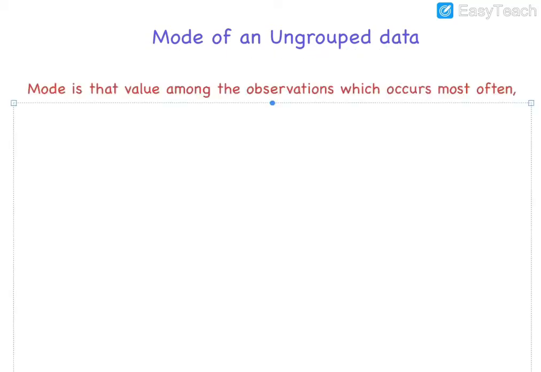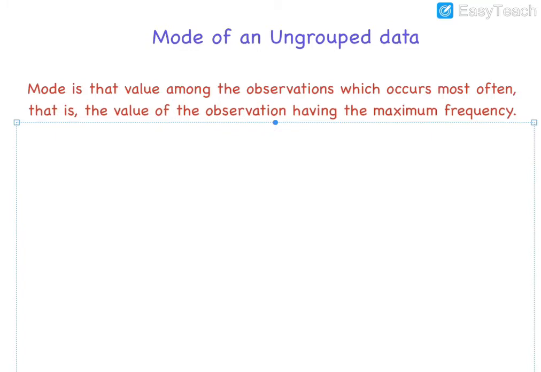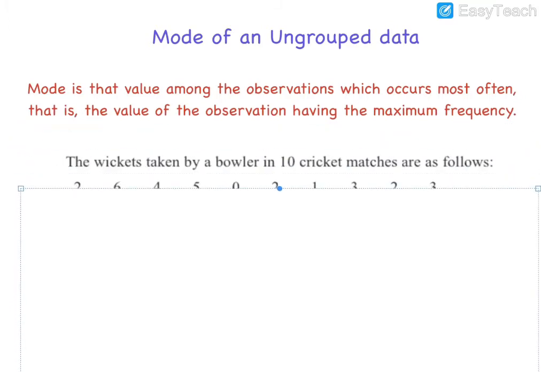Let's start by recalling the definition of mode for ungrouped data that we studied in grade 9. Mode is that value among the observations which occurs most often. This means that mode is that value of observation that has maximum frequency. So to find the mode of ungrouped data, we just have to find the observation that has the highest frequency. Let's consider an example of ungrouped data.